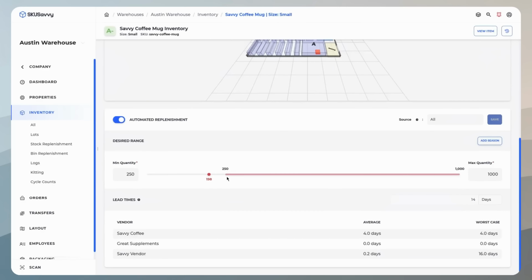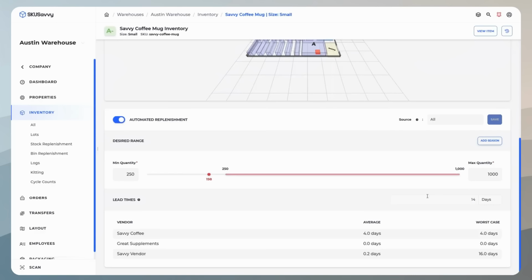And so what we could do is set a min and max par value for this item, again, at this particular warehouse. And that's also going to factor in and tell us how many we should be purchasing to get back up to our desired level. Now, if you don't set this replenishment level, that's totally fine. SKUSavvy will look at it and still give you a calculation.